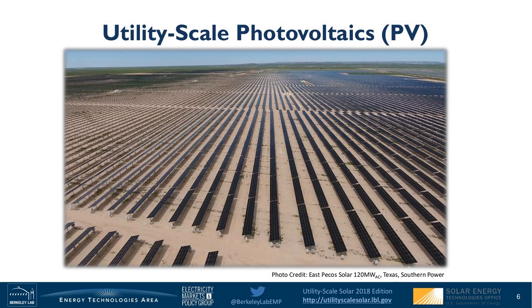But before I do that, I do just want to clarify that when we're compiling our project sample and gathering empirical data, we focus only on ground-mounted projects that are larger than 5 megawatts of AC capacity. So just about everything you'll see from here on out will adhere to that definition of utility scale, which again is ground-mounted and more than 5 megawatts.